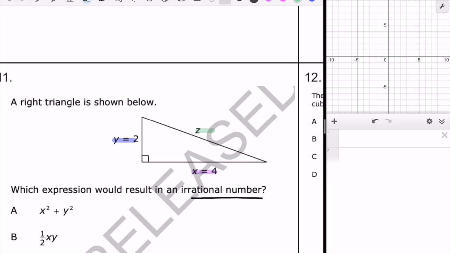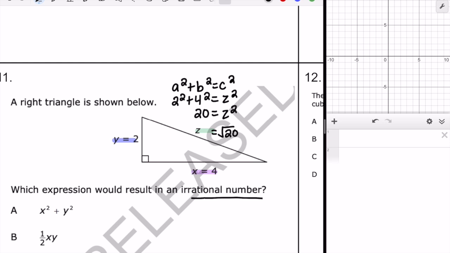So the first thing I'm going to do is figure out what c equals. I'm going to use the Pythagorean theorem because it's a right triangle. So I have a squared plus b squared equals c squared. We have 2 squared plus 4 squared equals c squared. And so we have 4 and 16, so we have 20, and this is z squared. So we now know that z equals the square root of 20.